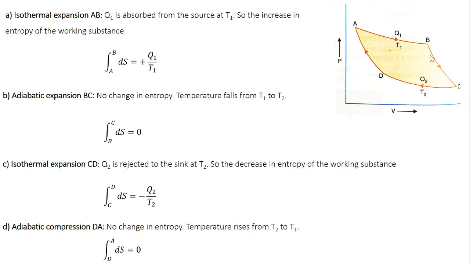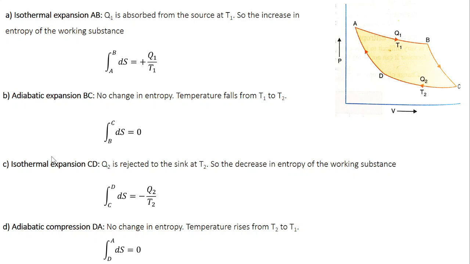Second one is adiabatic expansion BC. This is straightforward. We know that in the case of any adiabatic process, whether it is expansion or compression, the entropy change is going to be 0. So straight away you can write the integral from B to C of dS equals 0.